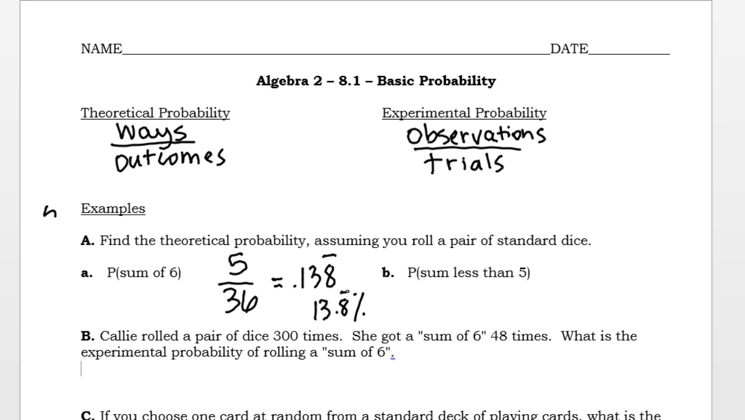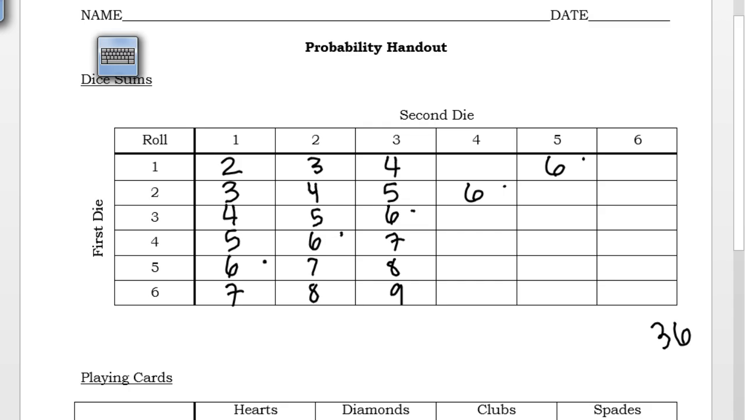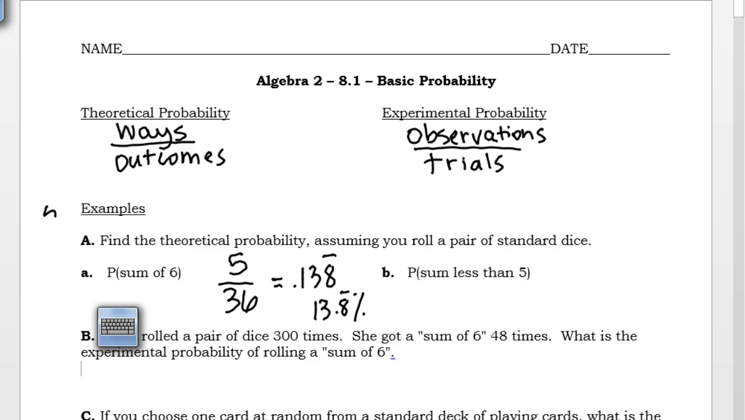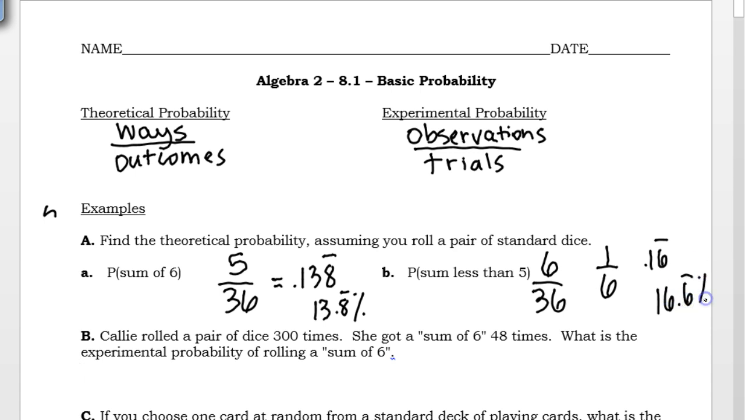My next example says, what's the probability of getting a sum less than 5? Well, I'm going to go back to my sum table, and a sum of less than 5 would show up right here. 2, 3, 4, all less than 5. So I have 1, 2, 3, 4, 5, 6 entries on my table that are less than 5 out of the 36 entries altogether. So again, I will accept 6 out of 36. You can reduce that fraction. You can switch it to a decimal. You can even switch it to a percent.